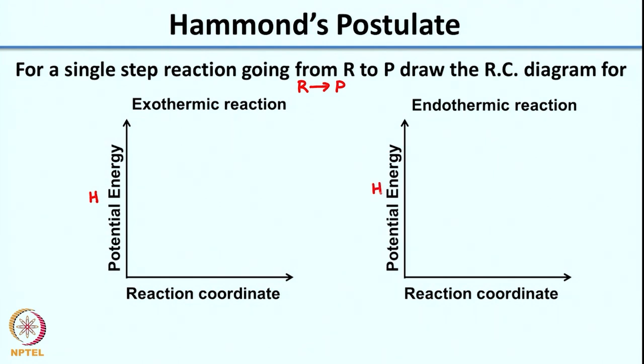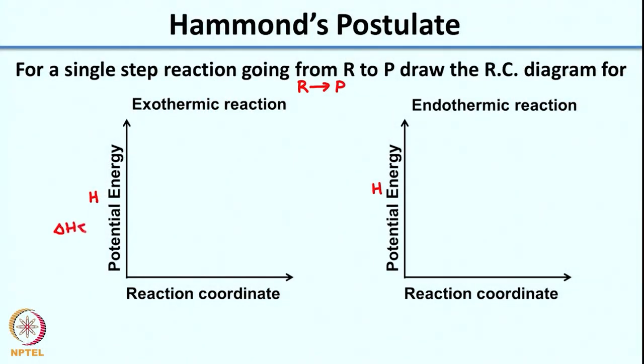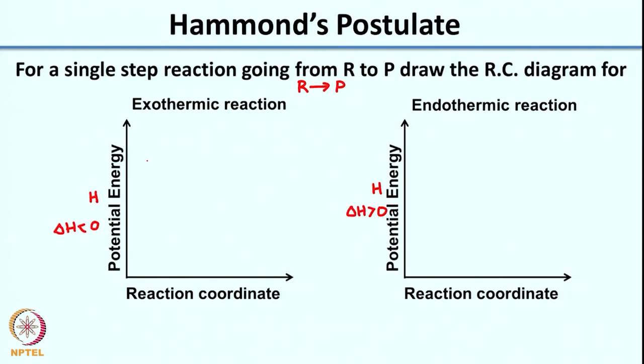And just to refresh your memory, an exothermic reaction is a reaction which gives out heat. So in an exothermic reaction, you have a delta H which is negative. Whereas an endothermic reaction is one which takes up heat. So in this case, you have your delta H which is positive or greater than 0. So you can press the pause button and draw the reaction coordinate diagram for both these cases. So what I told you is that for an exothermic reaction, the delta H is less than 0 or negative. So what that indicates is that your reactant would be at a higher energy as compared to your product.